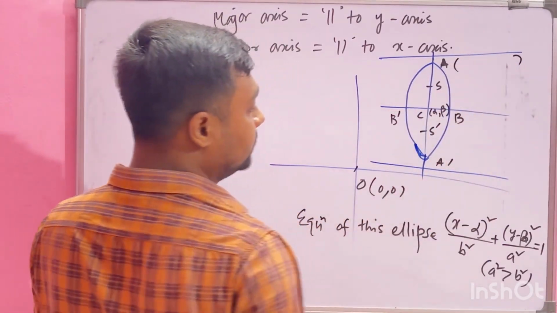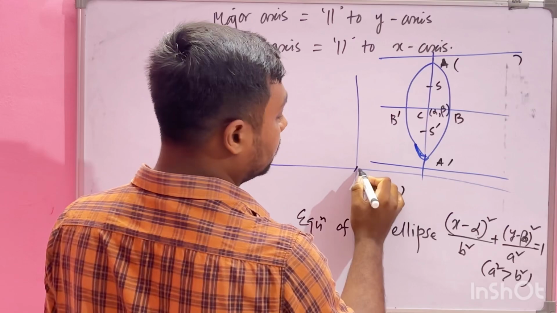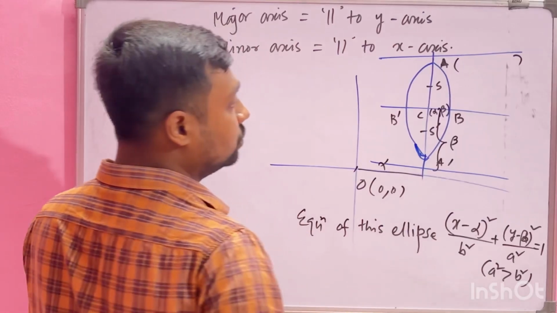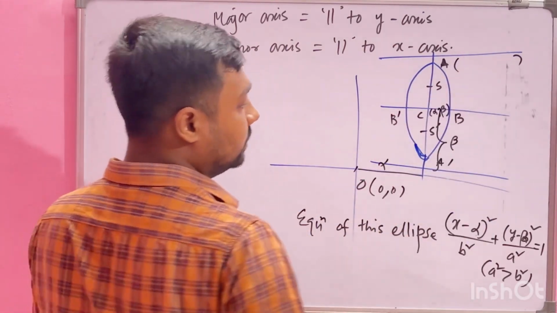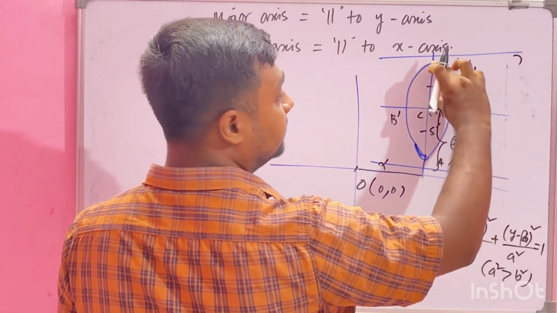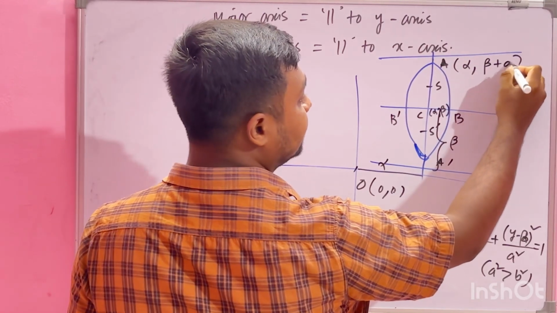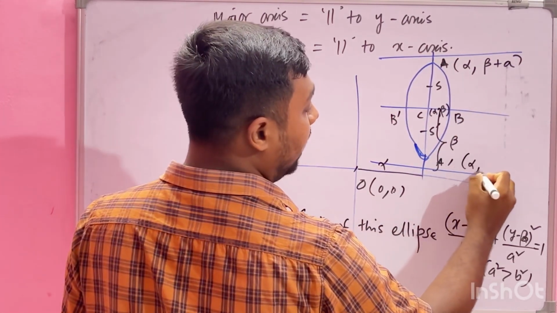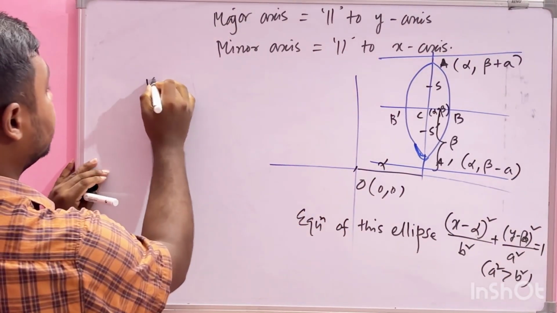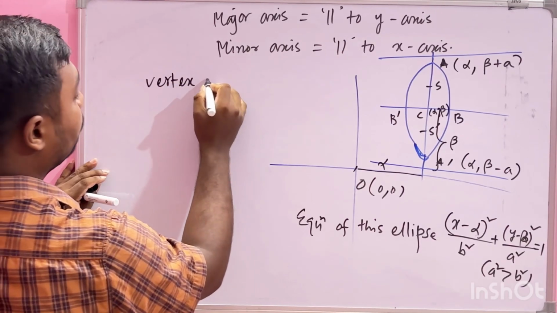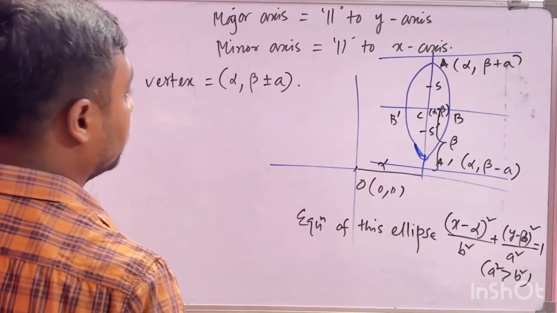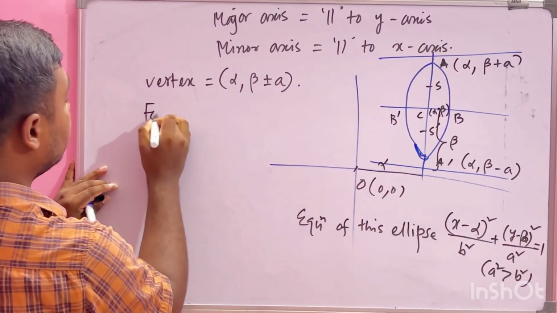Coordinate of vertex of this ellipse: this distance is alpha and this total distance is beta. So what will be the coordinate of A? The coordinate of A will be alpha comma, and this is beta, and this distance a, that means beta plus a, and coordinate of A dash will be alpha comma beta minus a. So the vertex here will be alpha comma beta plus minus a.